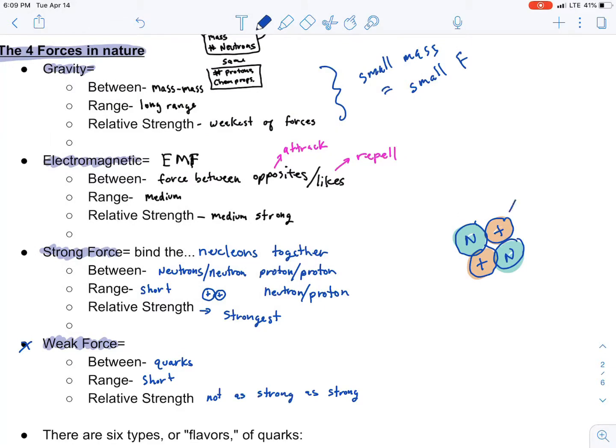And then we also have two positive particles. The electromagnetic forces between those positive particles are actually pushing it apart, right? And what's overcoming that is this strong force that holds them together.